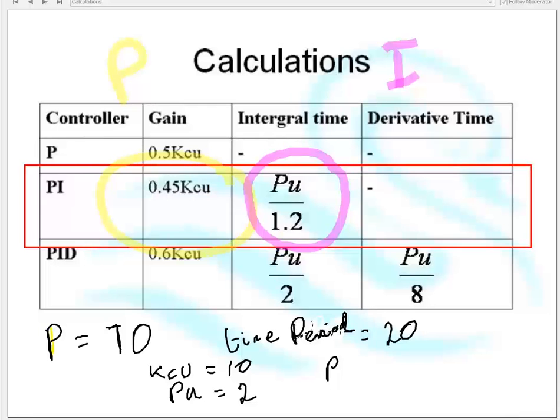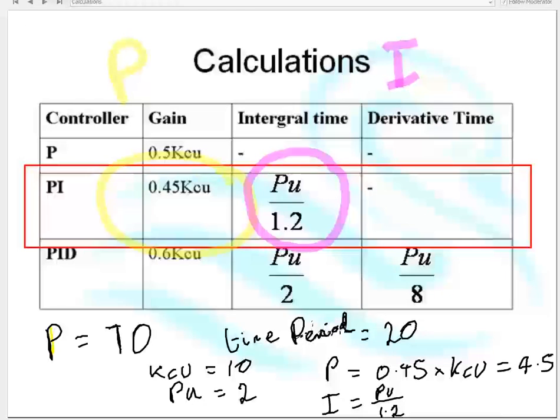And from the equations, I calculated my new P value is 0.45 times KCU, which is a nice little number. It's 4.5, about half actually. Me, I'd just normally halve it. I equals PU over 1.2 equals 20 over 1.2 equals, grab my calculator, 17. Okay, so they're the values I would stick in.